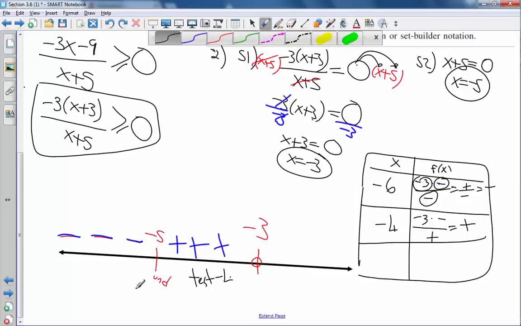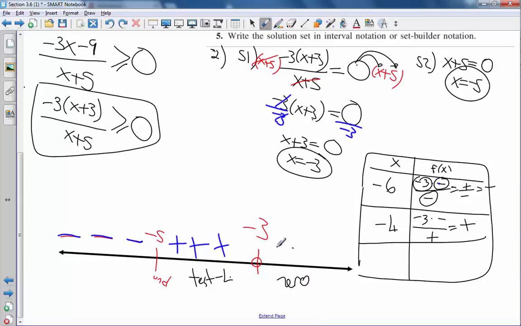The last one, pick something after -3. The best choice? 0 is best. Test 0. I think we're going to get negatives here. How? 0, -3. When I plug in 0, it's positive. Positive. Negative times positive makes negative. Divide by positive, still negative.